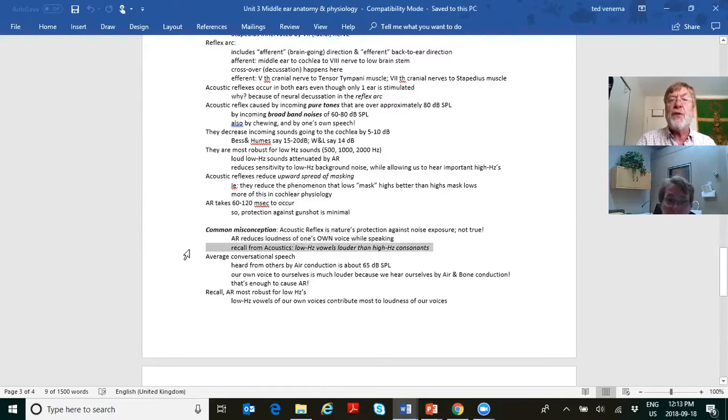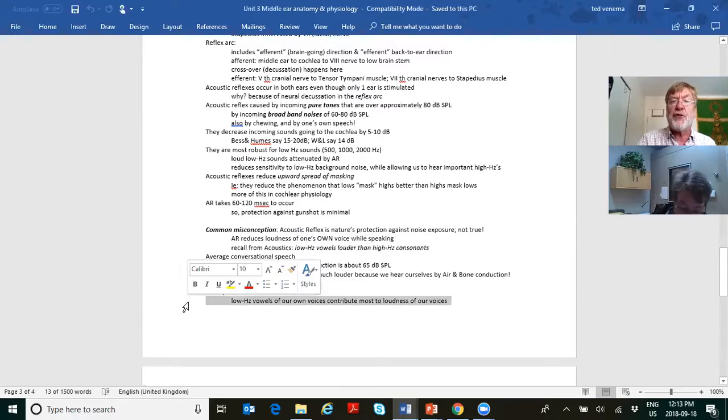Recall, low-frequency vowels are louder than high-frequency consonants. Average conversational speech is heard from others by air conduction around 65 dB SPL. Our own voice to ourselves, however, is much louder because we hear ourselves by air and bone together. That's enough intensity to cause an acoustic reflex. Recall, the acoustic reflex is most robust for low frequencies. Low-frequency vowels of our own voices contribute most to the loudness of our own voices.